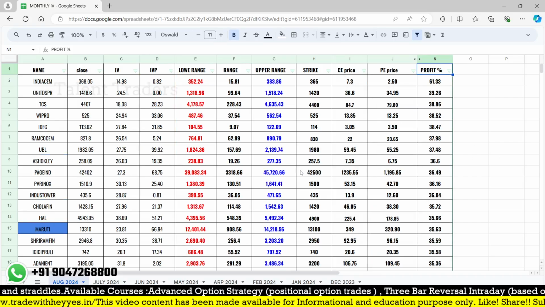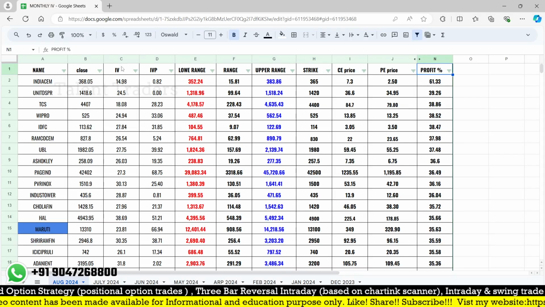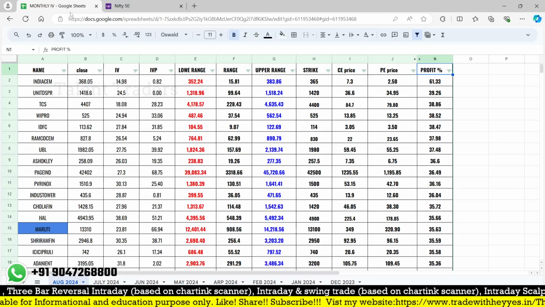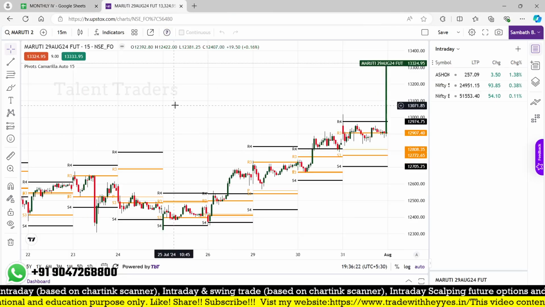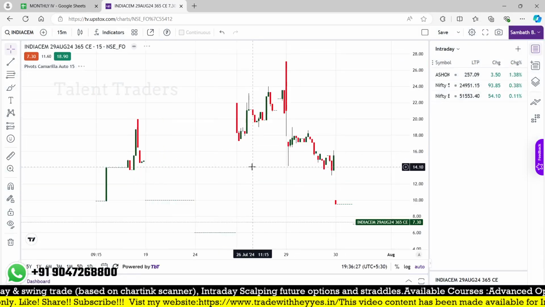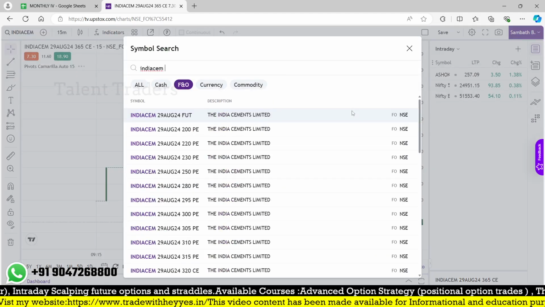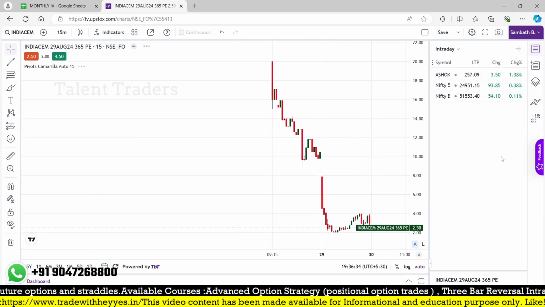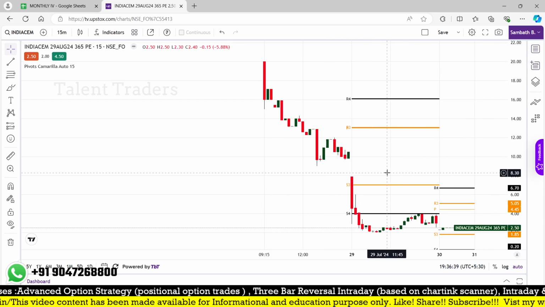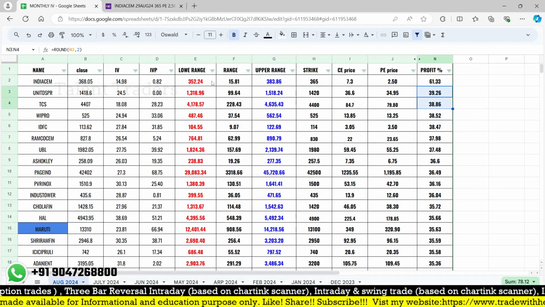We have India Cements, which has slightly low liquidity, and the put price varies slightly. Let me check that. Because of the liquidity issue, let me check the exact price. The India Cements 365 call closing price is 7.3, whereas the 365 put option is currently 2.5. Maybe this is happening due to the low liquidity on this particular strike price. So it is only India Cements.